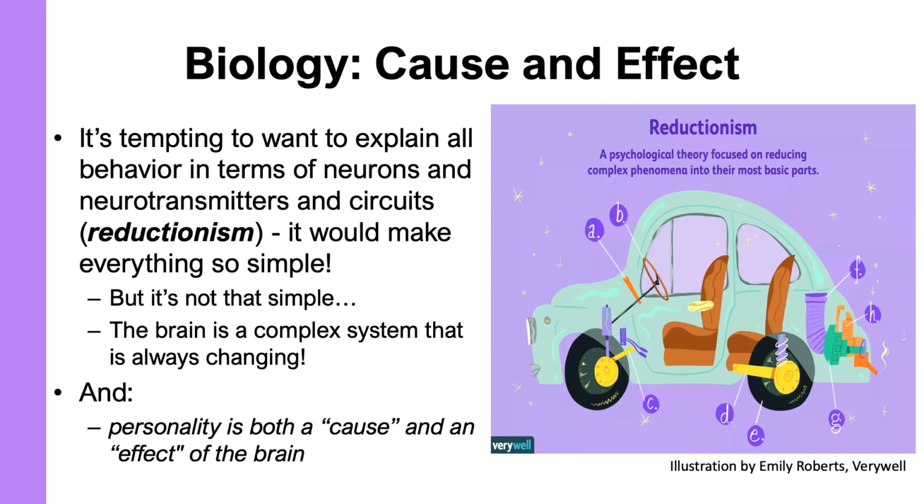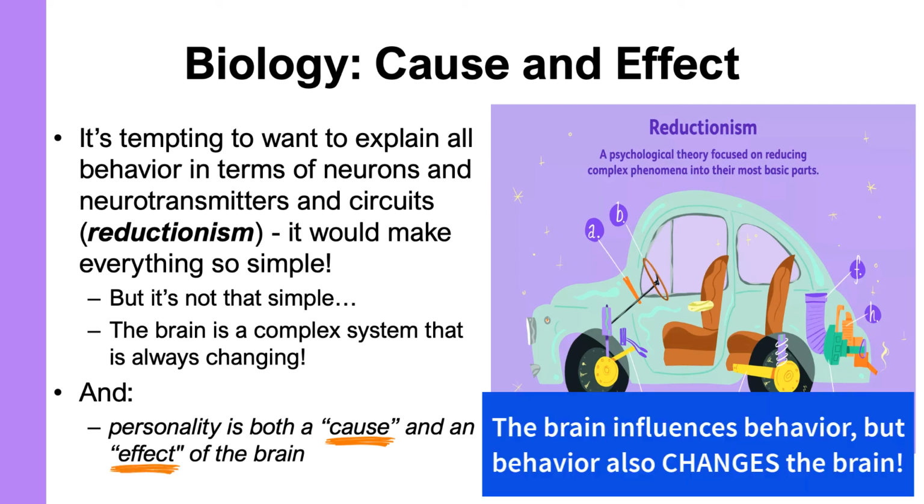So then what we can say is that personality is a cause of our behavior, and the brain is a cause of our behavior, but it's also an effect, because the things that we do then go back and change the physical structure of the brain. What I'm talking about here is neuroplasticity. And I have a little diagram here. It's kind of simplistic, but neuroplasticity works like this.